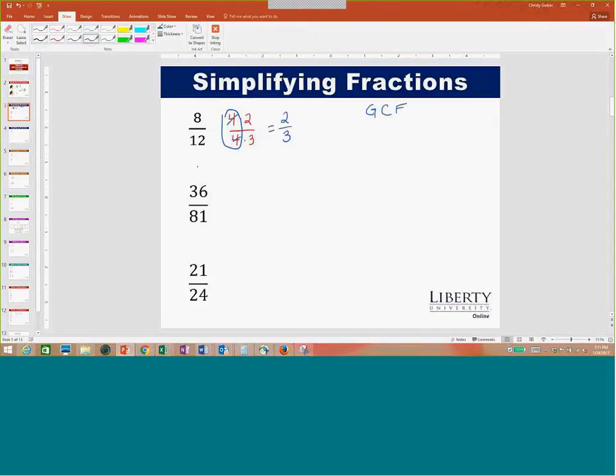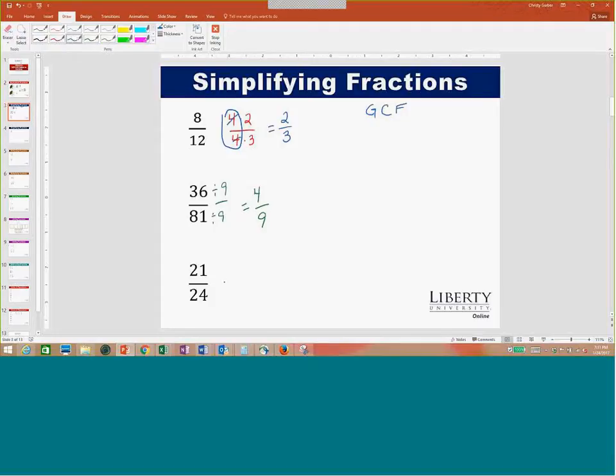Now look at 36 over 81, and I know that 9 is a factor of both. 36 divided by 9 is 4, and 81 divided by 9 is 9. So I can pull out a 9 over 9, or divide out both in the numerator and denominator, and I'm left with 4/9.